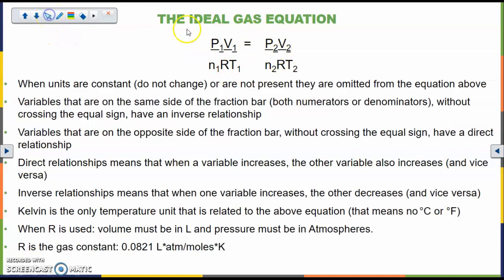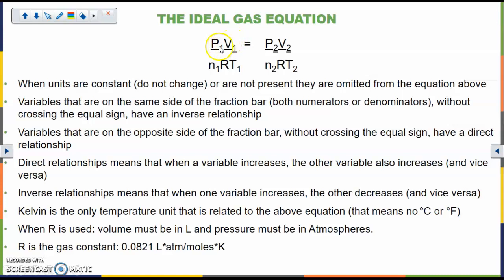So I'm going to talk about relationships first. We have what we call direct or inverse relationships between variables. If they are on the same side of the fraction bar, the bar that separates the numerators from the denominators, so pressure and volume are on the same side of the fraction bar, or number of moles and temperature are also on the same side, albeit pressure and volume are in the numerator together and moles and temperature are in the denominator together, they have an inverse relationship.